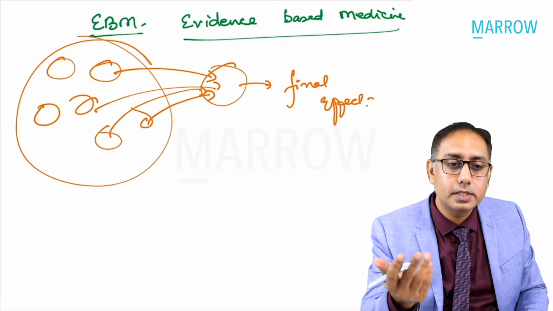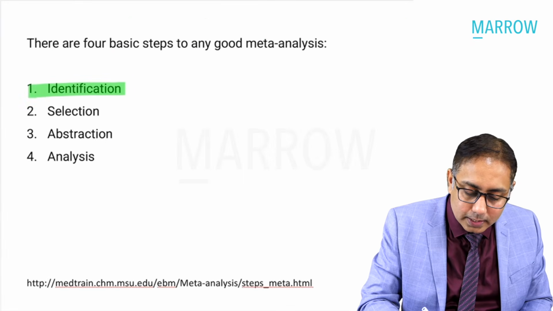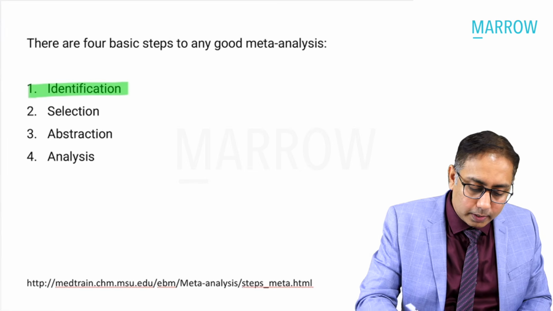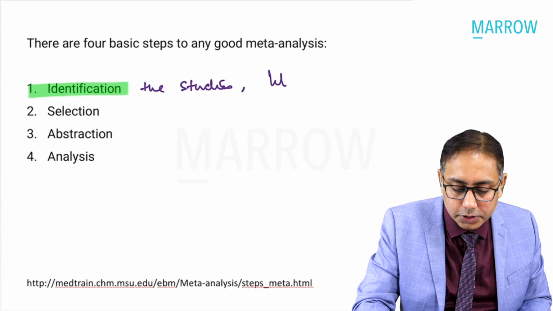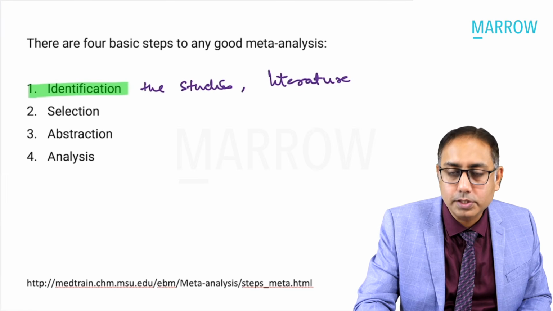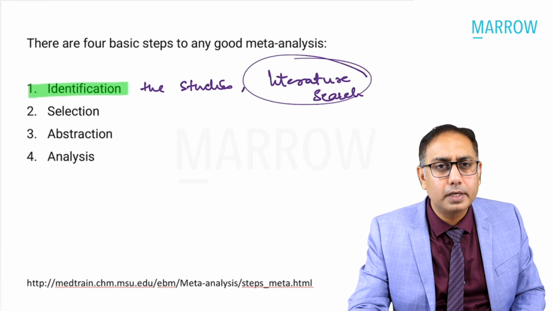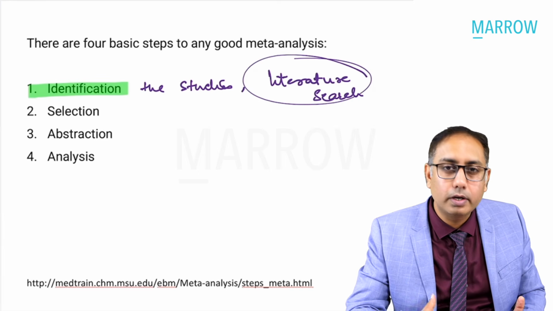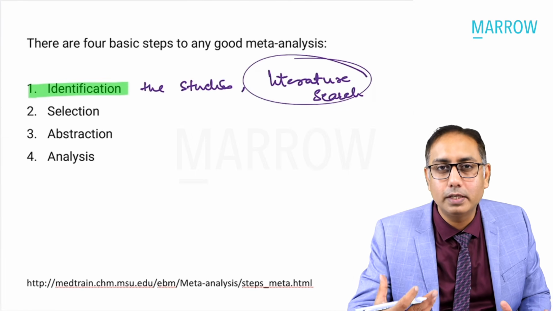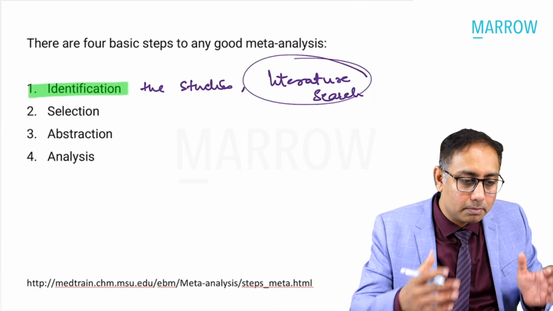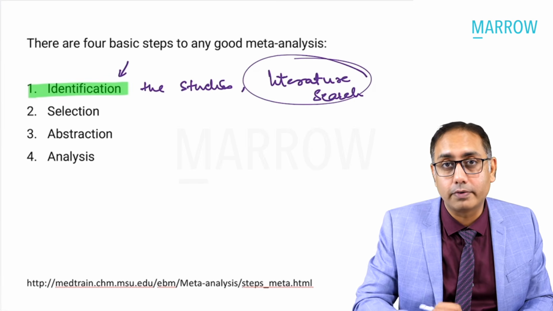So what are the steps? First you take down all the studies. The first step is identification of the studies. What do you mean by identify the studies? You do a literature search of research studies. So you take down Index Medicus, or Cochrane reviews, or maybe PubMed or Medline, or any of the literature journal libraries. So you identify what all research trials are of your interest.